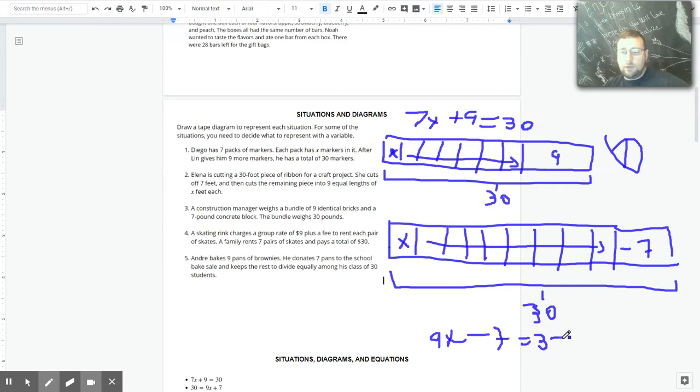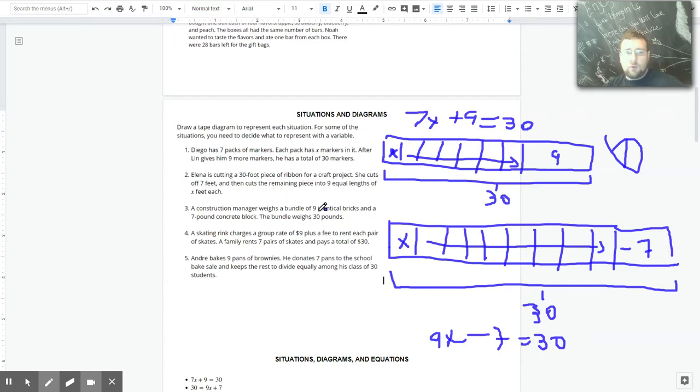And here, if you're trying to solve this, you would have to add 7 to both sides, which will get 37 here, and then divide by 9. So it'd be just 37 ninths would be the size of each of these pieces of ribbon. So that was number 2. Let's try to do number 3. I'm going to do it on the side over here.